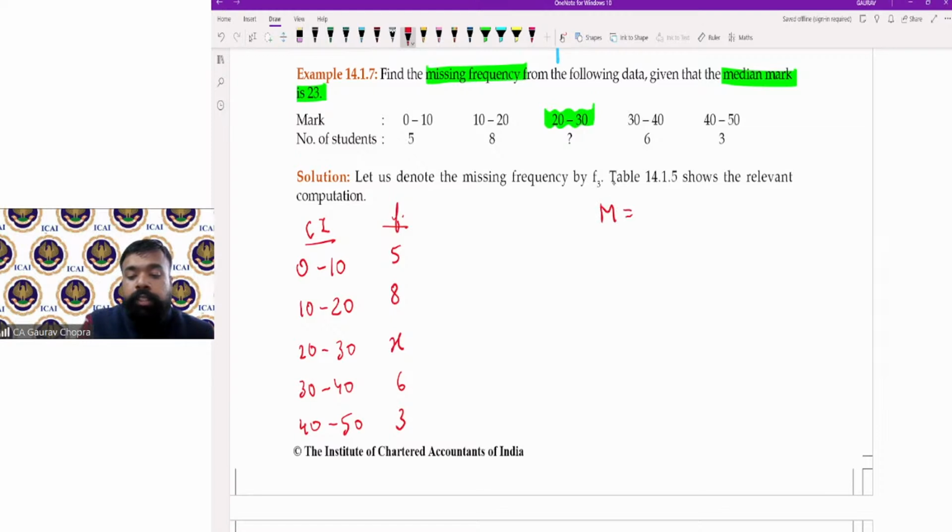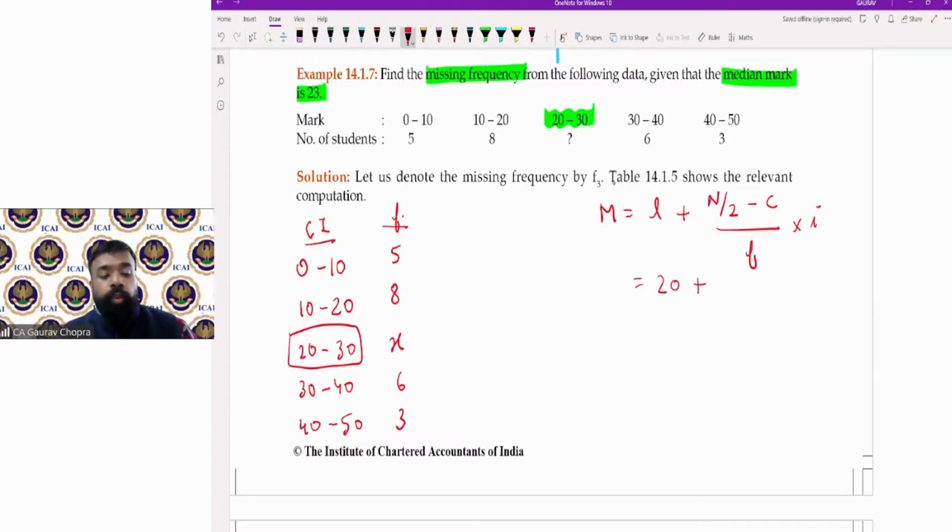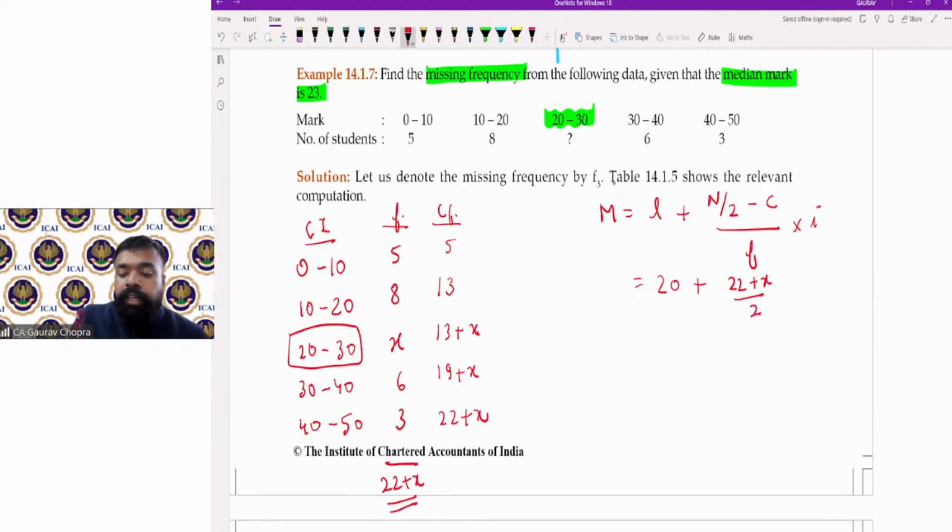Now, formula for median is L plus n by 2 minus C upon F into I. Now, we know that median class interval is 20 to 30. So, what is the lower limit? Lower limit is 20. N by 2. Now, n by 2, we don't know at present because n is missing. What about C? C कितना होगा? C के लिए आपको कैलकुलेशन करना पड़ेगा. Find out the CF. So 5 plus 13, then 13 plus x, 19 plus x, and 22 plus x. So total of frequency is 22 plus x. So in place of n by 2, you can write 22 plus x divided by 2.